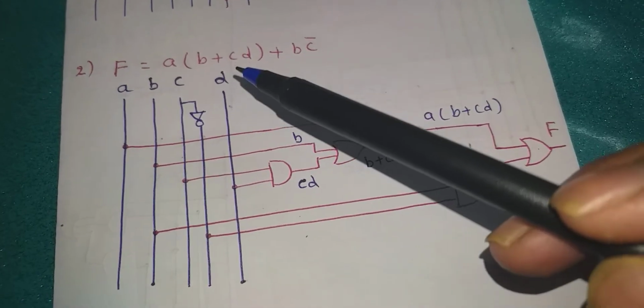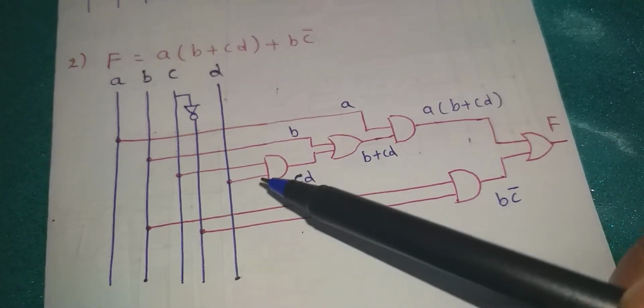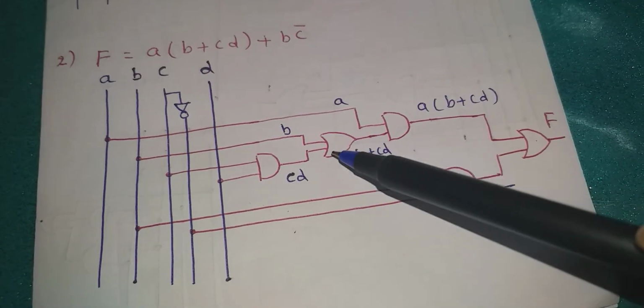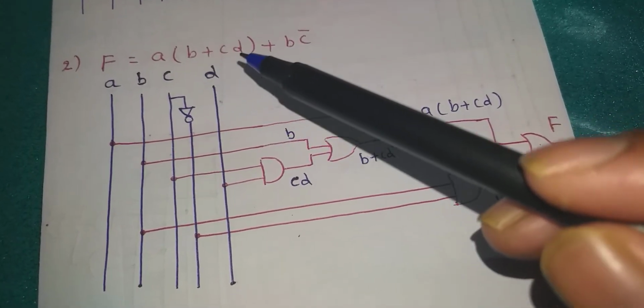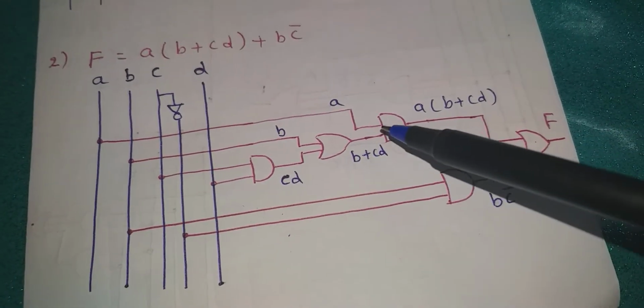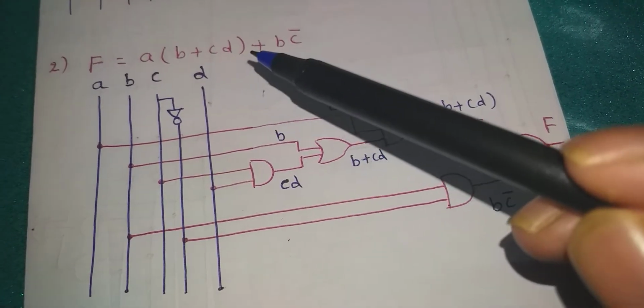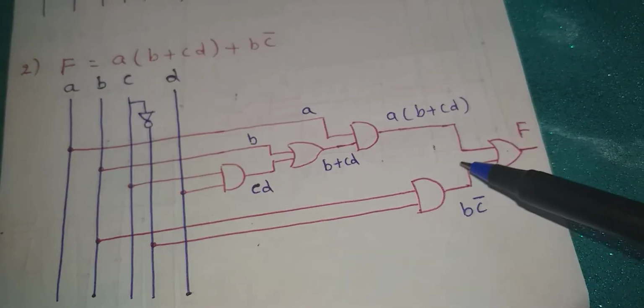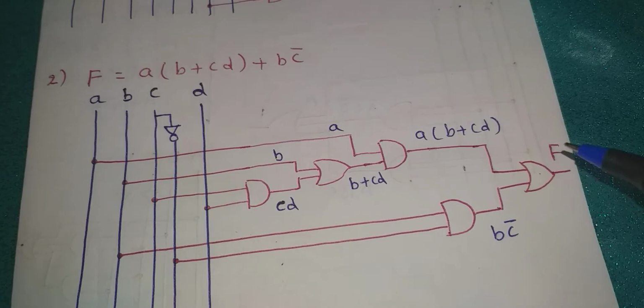And similarly, if you observe CD, therefore I have taken CD, and this CD should be ORed with B, therefore it is ORed with B, and this total input should be ANDed with A, and I have ANDed with A, and this entire input should be ORed with BC bar, therefore I have taken BC bar and I have done an OR operation. Is it clear?